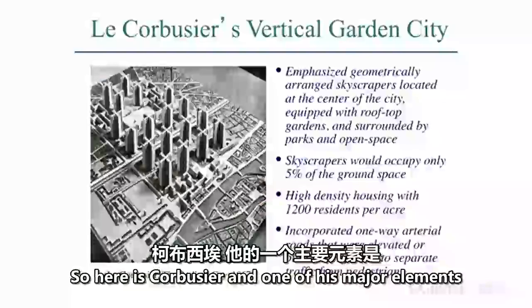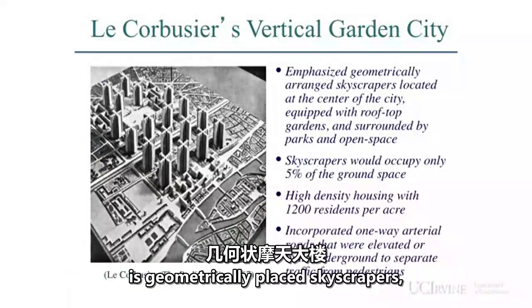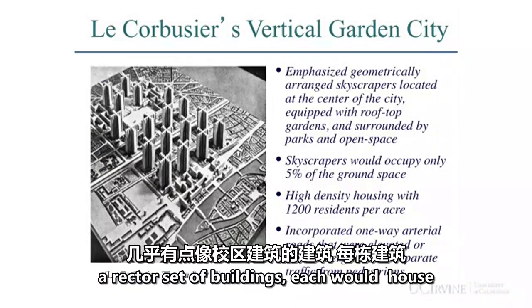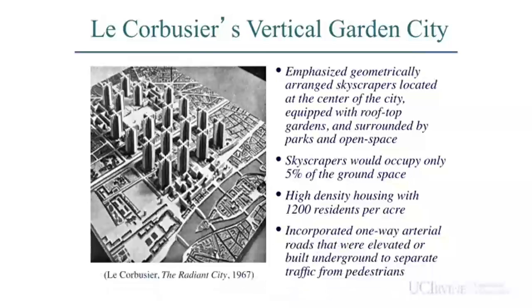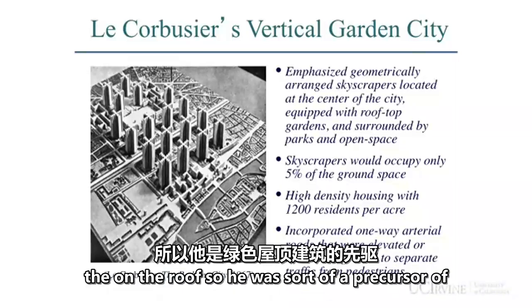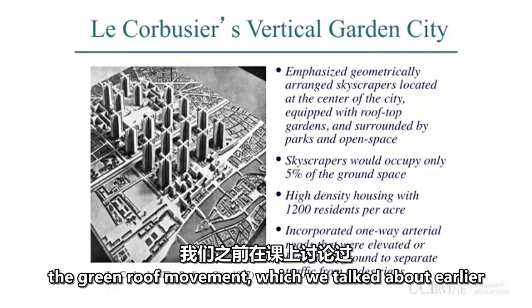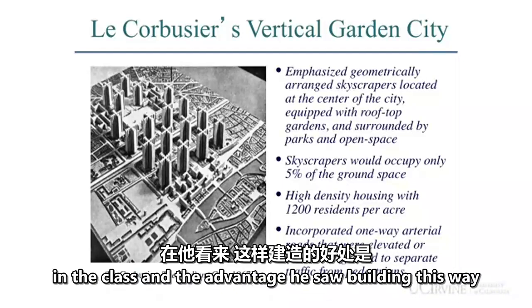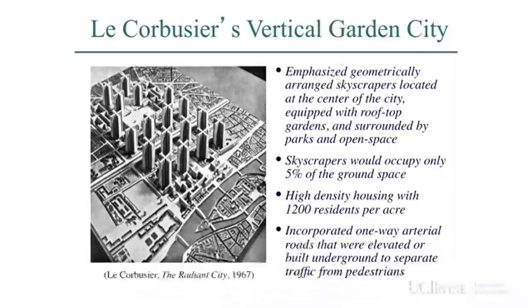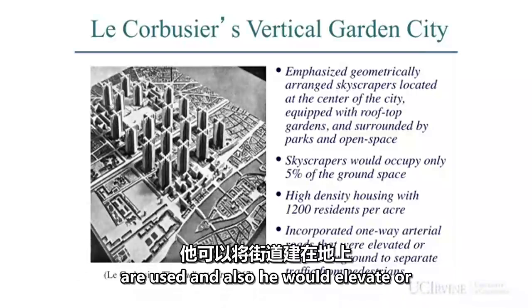So here's Corbusier, and one of his major elements is geometrically placed skyscrapers. So he's got these nicely arranged, almost like an Erector set of buildings. Each would house about 1,200 residents. Sometimes you had gardens at the tops on the roofs, so he was a precursor of the green roof movement, which we talked about earlier in the class. And the advantage he saw of building this way is that the skyscrapers would only take up about 5% of the ground space, so you could be efficient with how the resources on the ground are used.